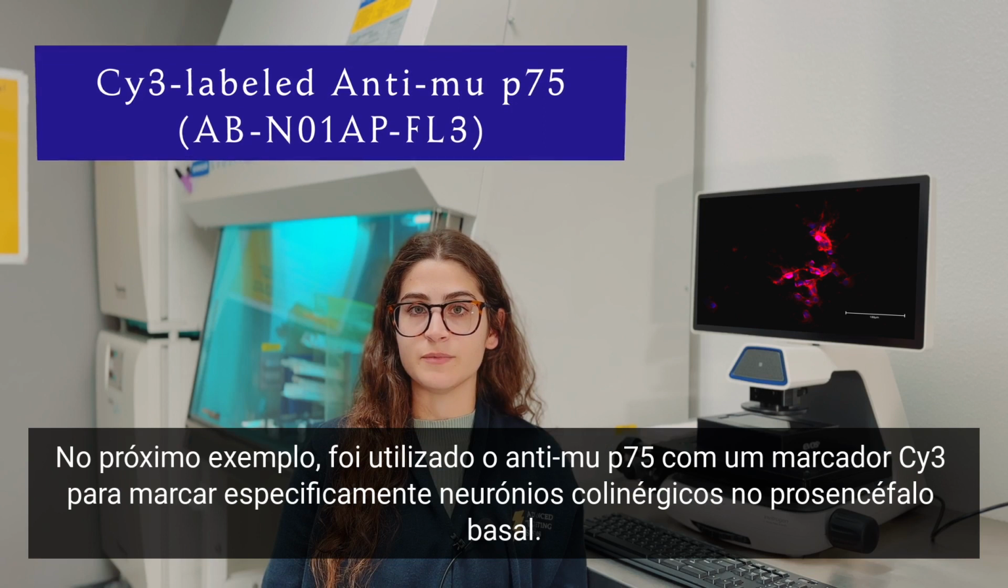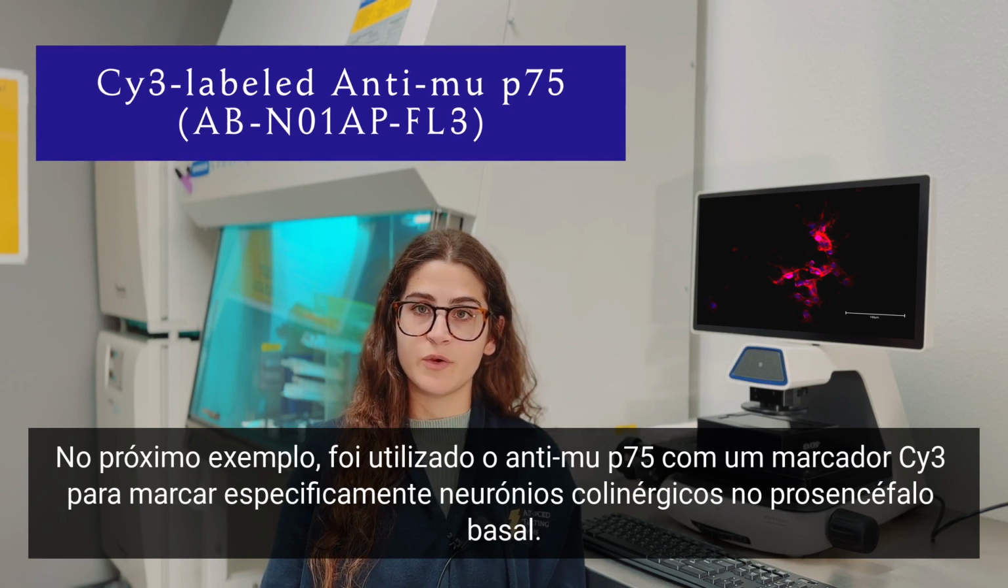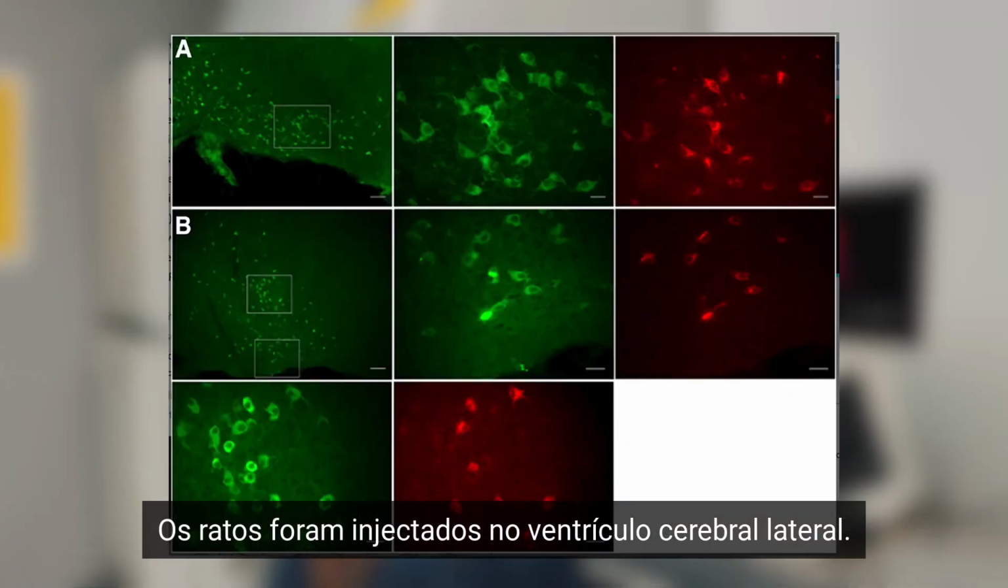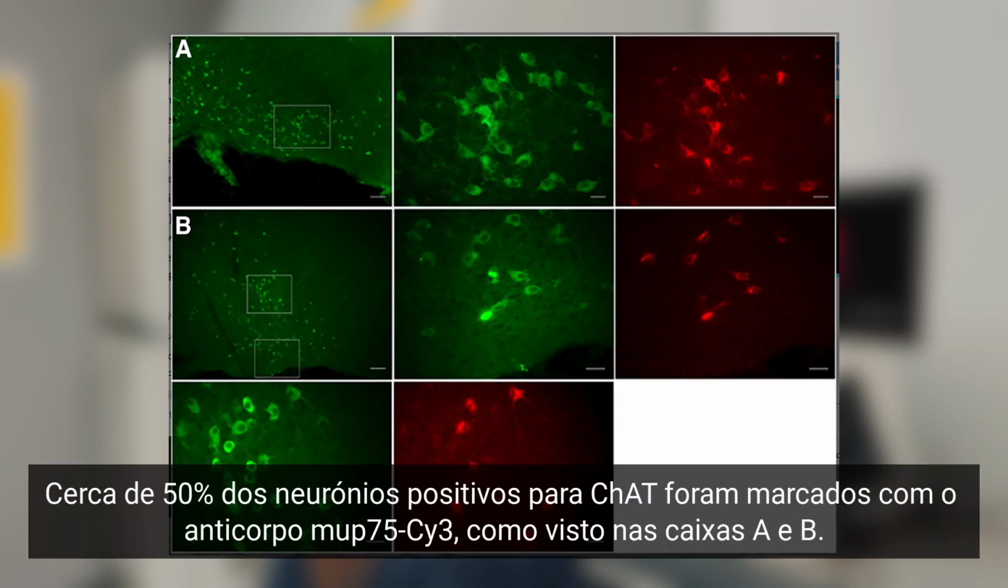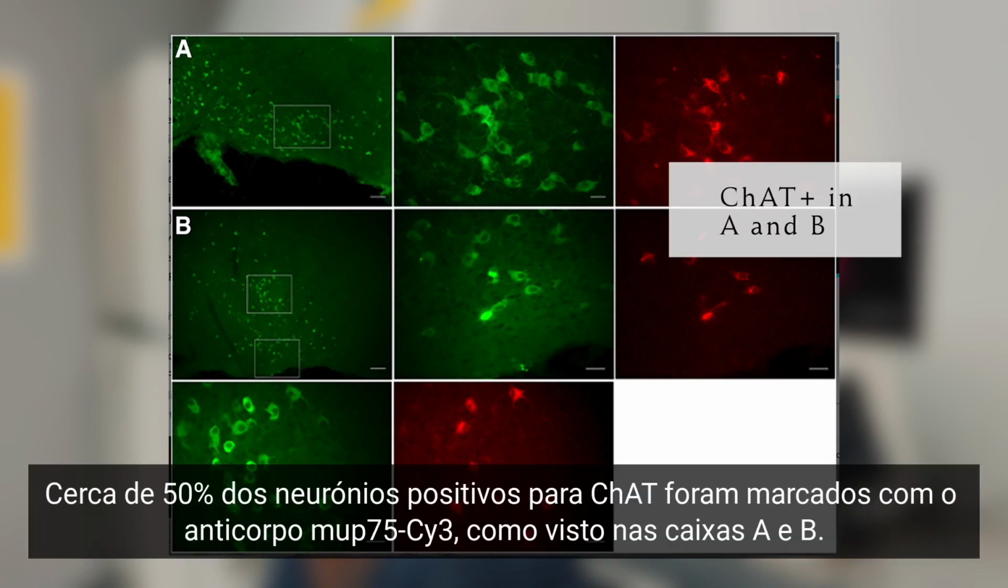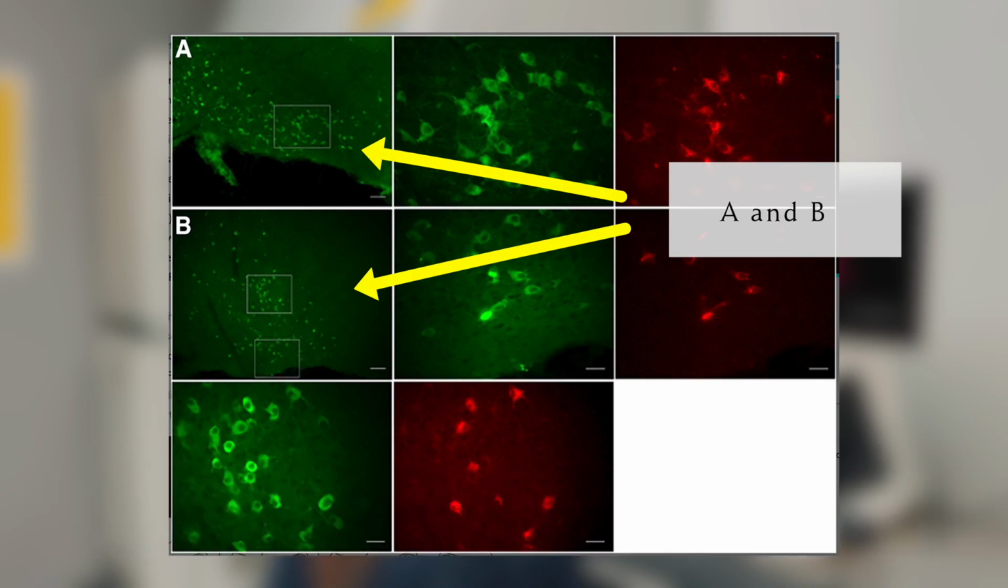In the next example, anti-P75 with a Cy3 tag was used to specifically label cholinergic neurons in the basal forebrain. Mice were injected in the lateral cerebroventricle. About 50% of CAD-positive neurons were labeled with the P75 Cy3 antibody, as seen in boxes A and B.